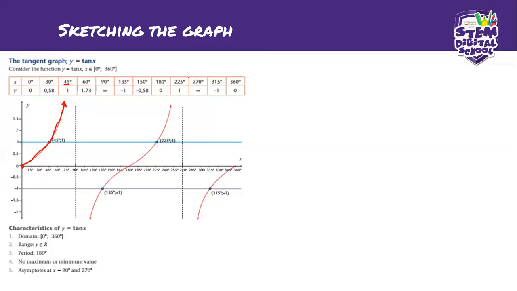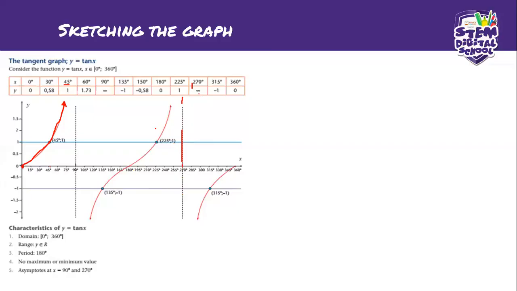The same applies with 270. There you can see 270. It gives us a math error, or undefined. So here at 270, we are going to have the asymptote. The graph will never touch this line. It will only approach the line.